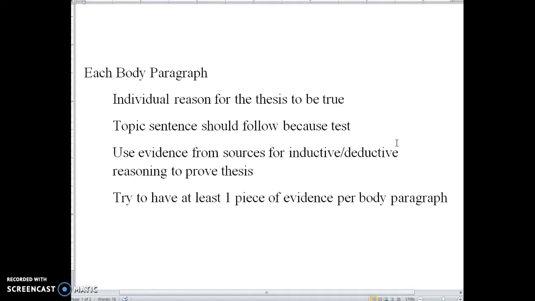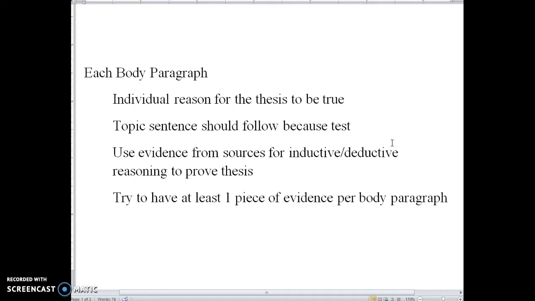Then in the paragraph, you can't just say your reason and hope your reader believes you. You have to actually prove it. You have to use evidence. So use evidence from your sources. We've talked about that many times. Use inductive or deductive reasoning to prove your thesis. You might use inductive reasoning, a lot of data to come up with some general principle, or deductive reasoning, that syllogism type reasoning that leads to a logical conclusion, to prove your thesis.